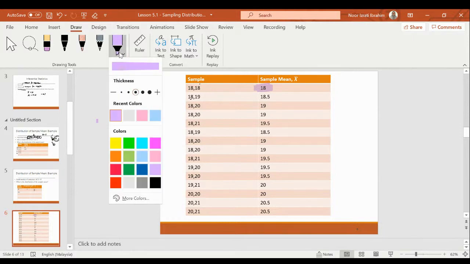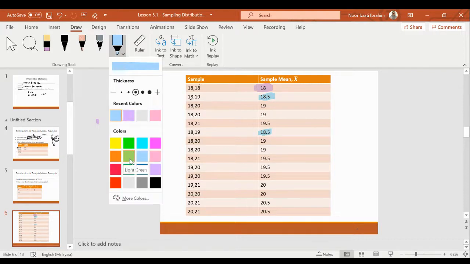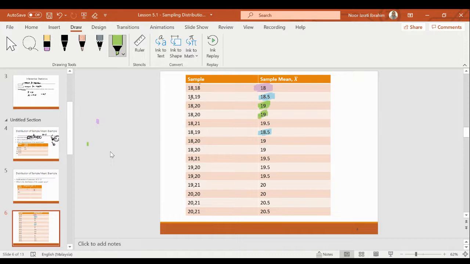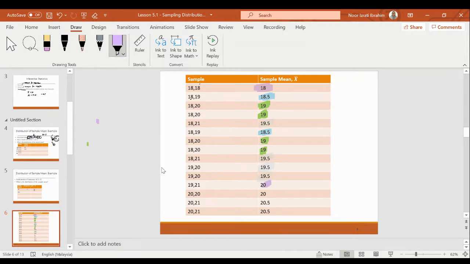And then we have the mean of 18.5 here, and then we have 19 here, here, here, here, and then we have 19.5 here, here, here, here, and then we have 20, this, this, and we have 20.5, this and this.